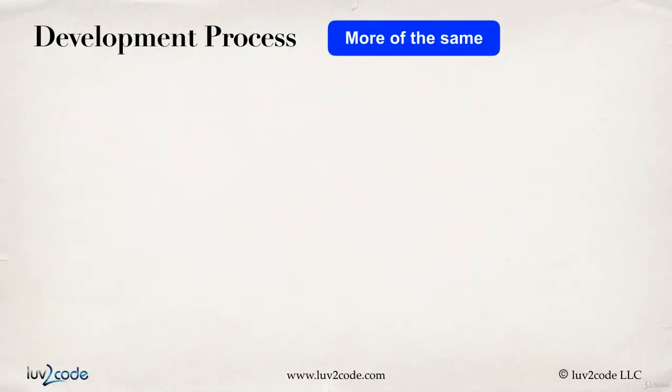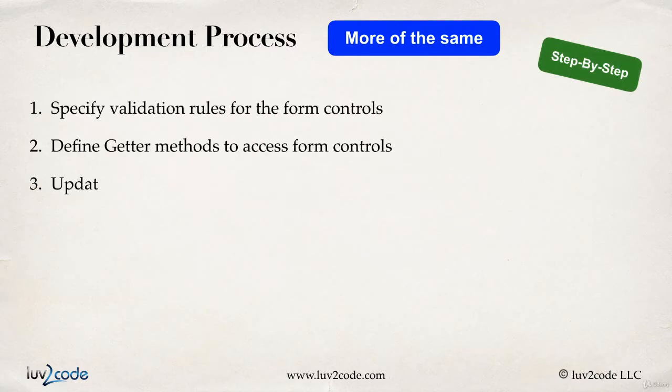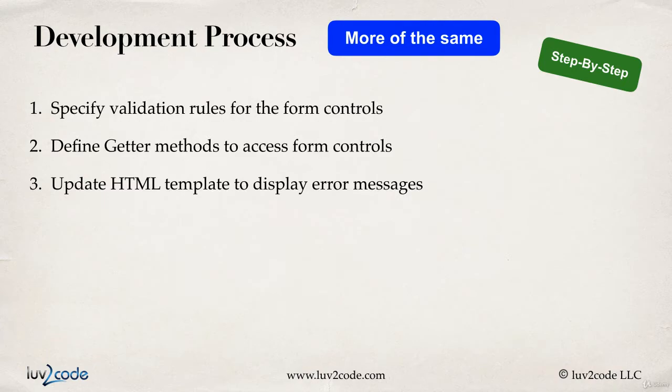And our development process is just more of the same. So basically we'll just go through and add the validation rules, define the getter methods, and update the HTML template.